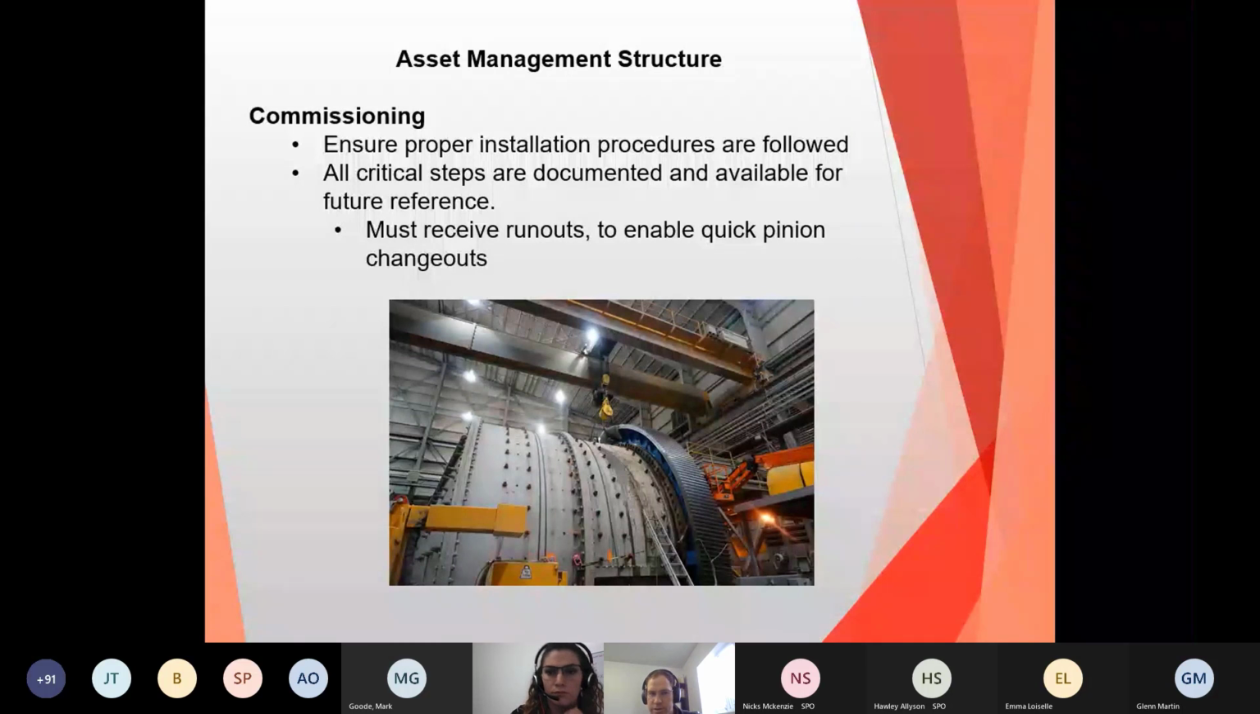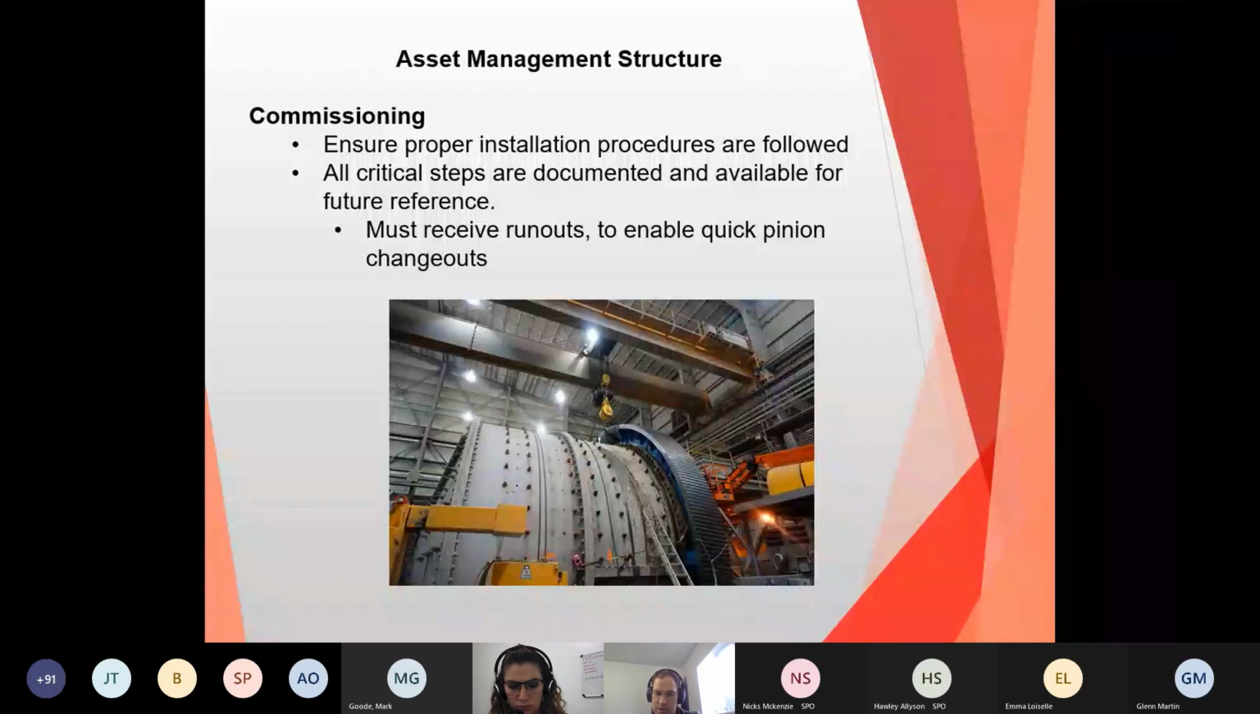So it's also then important to move on to the commissioning phase and ensure that the proper installation procedures are followed. Again, a lot of this can come from the manufacturer or the OEM, but it's just sometimes important to have third parties involved to make sure that those processes are followed and the correct industry standards are followed across the board, and that all the critical steps are documented and available for future reference. And really, the documentation side of this is very, very important.